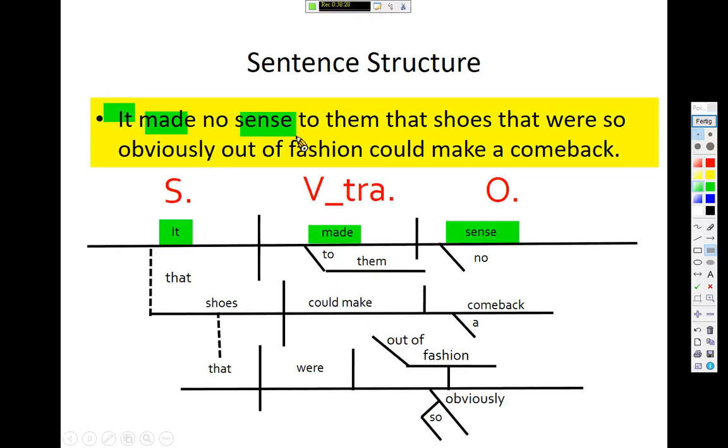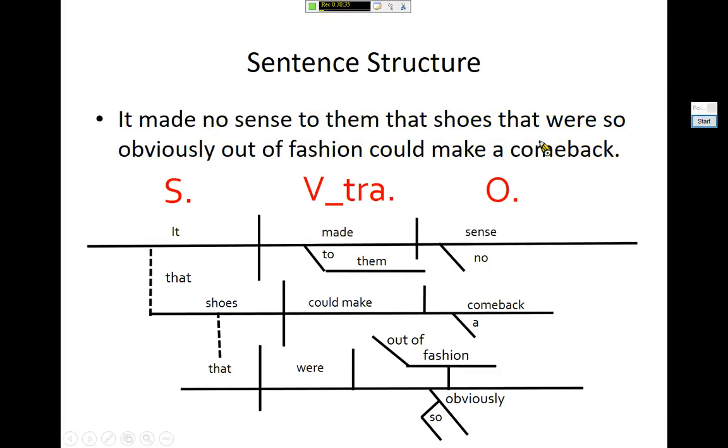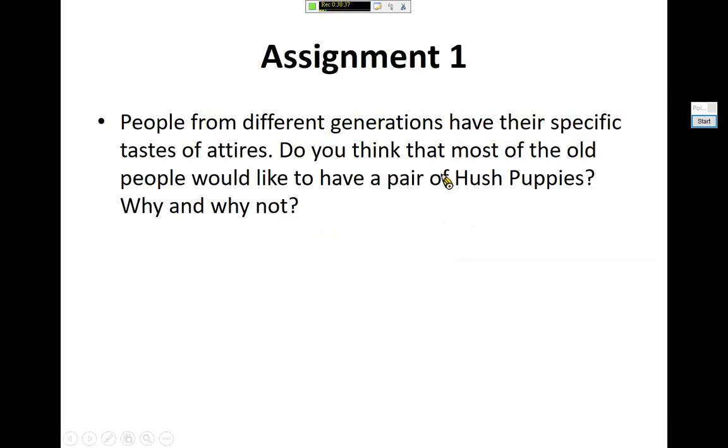Are something you can take away, right? Okay, so let's move to the others. We have three assignments. The first one is people from different generations have their specific tastes of attires. And do you think that most of the old people would like to have a pair of hush puppies? Why and why not? So yeah, of course, you have to discuss.